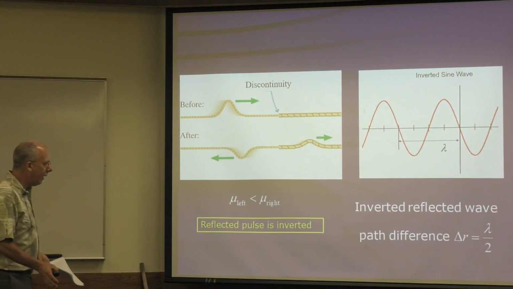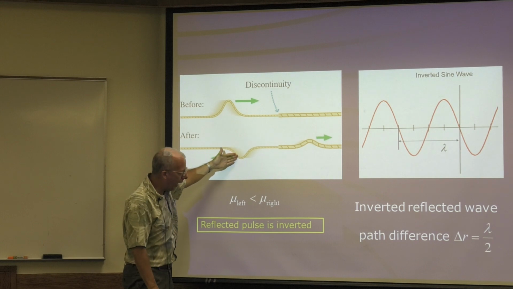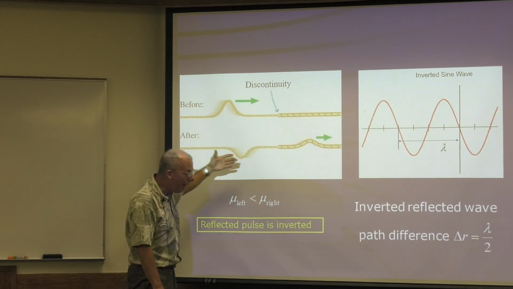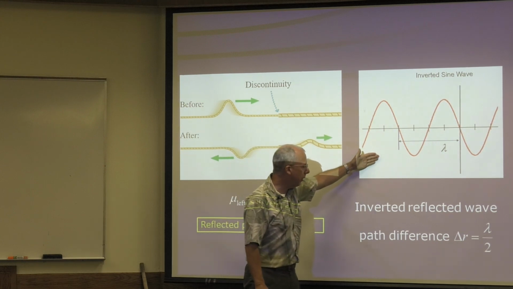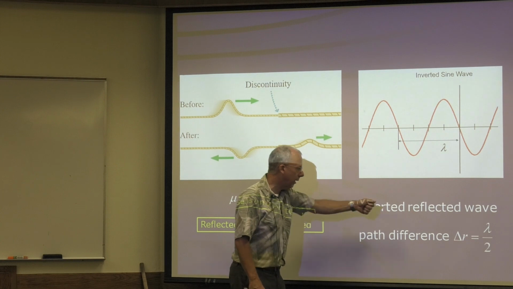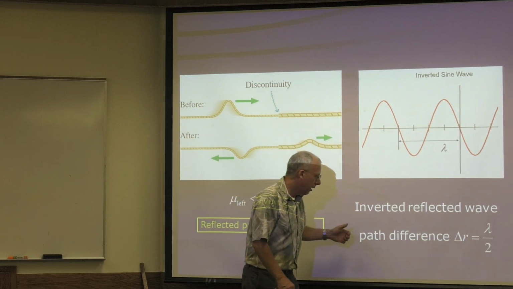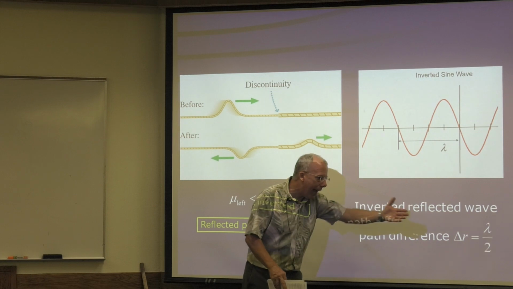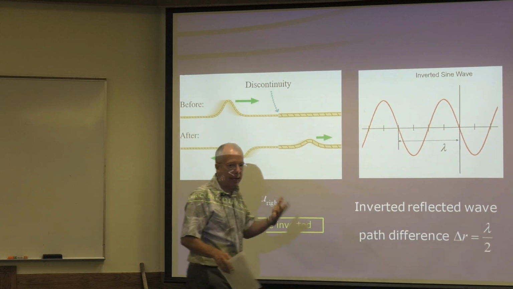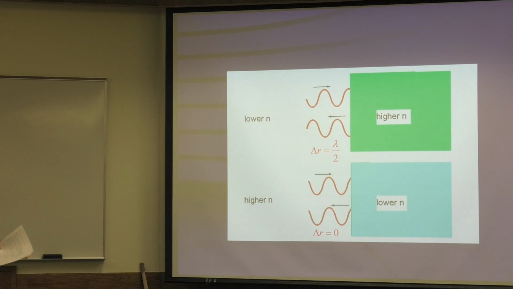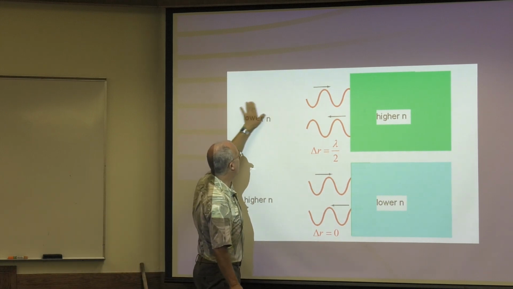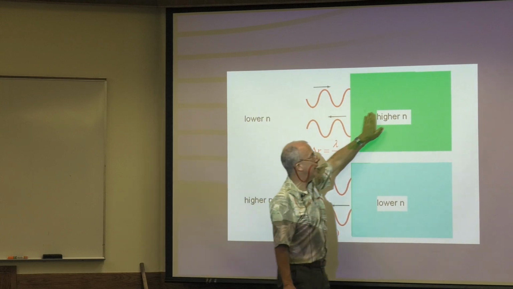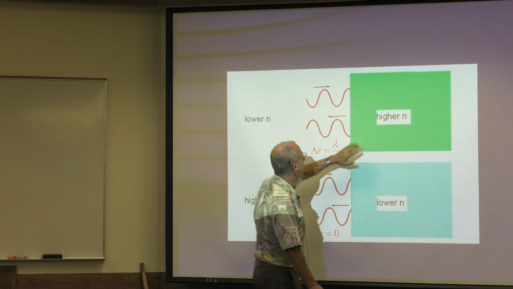So what I'm saying is that the inverted reflected wave on the string is equivalent to just taking a sine wave and shifting it half a wavelength. Like a path difference: a path difference of half a wavelength is going to give you that lambda over 2 shift. So okay, that's light. So what does it have to do with light? Here's light. If we have a low n, like a vacuum, and a high n, like glass or water, look what happens.